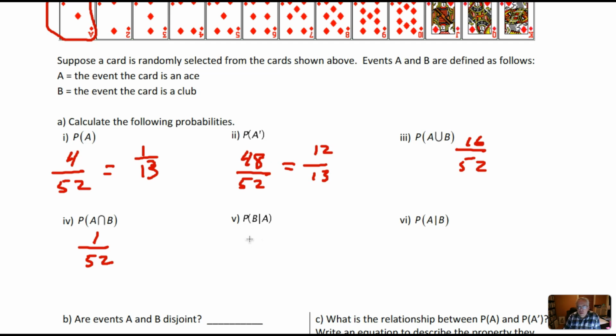Okay, now this is the probability of B given A. It means the probability we get a club given that it's an ace. So we're only looking at the aces, and there are 4 aces, and of the 4 aces, only one of them is a club. So the probability of B given A is just 1 out of 4. This is the other way around. This is the probability we get an ace given that it's a club. There are 13 clubs, and one of them is an ace. So the probability of an ace given a club is just 1 out of 13.